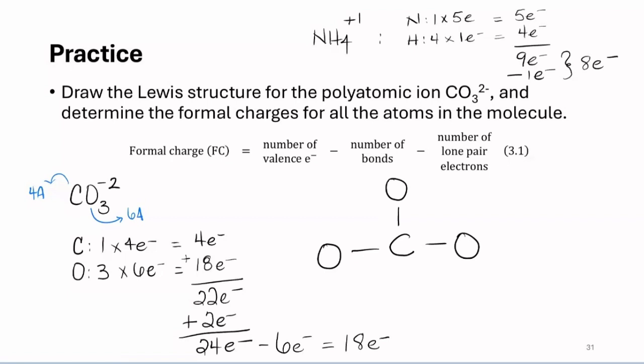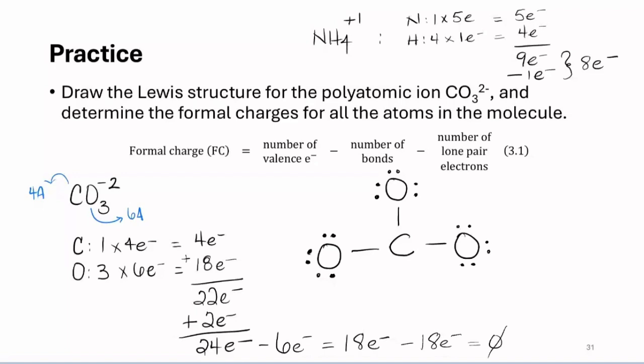I need to fill in the octets of the outside atoms first. Each one of those oxygens needs 6 electrons to fill their octet. So that means that these 18 electrons are already utilized by all of the oxygens. 1, 2, 3, 4, 5, 6, 7, 8, 9, 10, 11, 12, 13, 14, 15, 16, 17, 18. So I already used my 18 electrons. So there's no more electrons available for bonding.